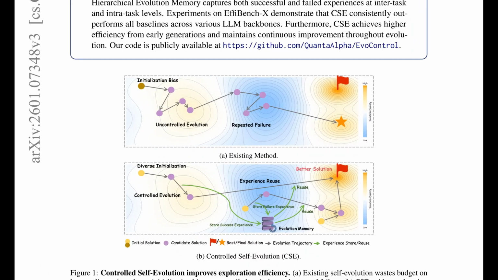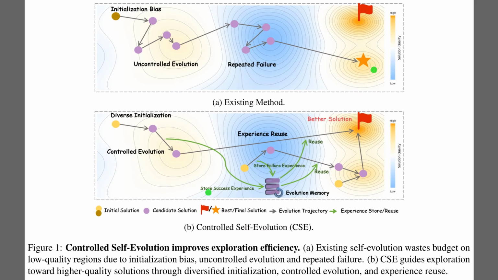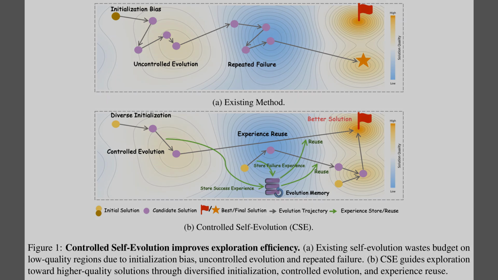Figure 1 compares the search efficiency of different strategies. The top panel depicts existing methods, where initialization bias and uncontrolled stochastic steps often lead the model into local optima, shown here as getting stuck in a blue valley. In contrast, the bottom panel demonstrates the controlled self-evolution approach. This method uses diverse initialization to explore multiple starting points and leverages a central evolution memory to reuse past experiences, ensuring the trajectory moves steadily toward the optimal solution.